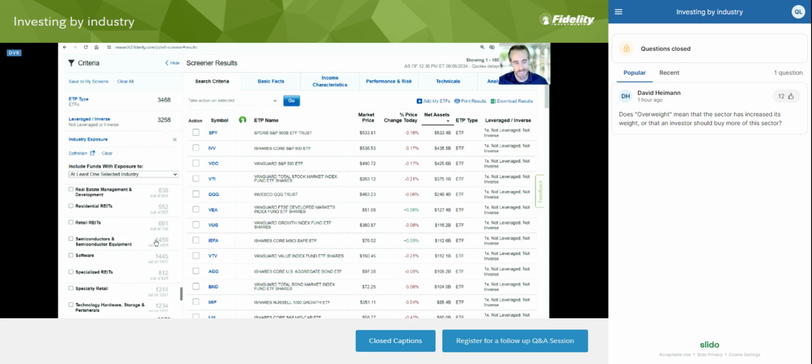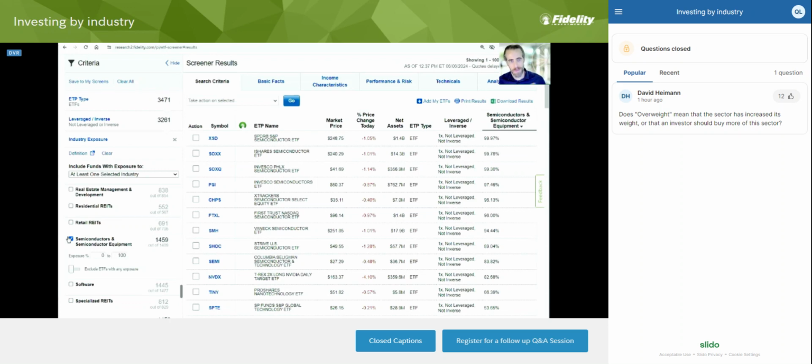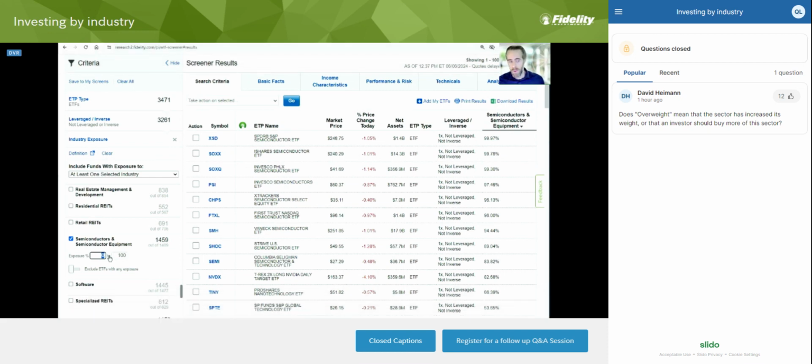1,459. Well, there's more than meets the eye. If we click on this, 1,400 is, of course, far too many ETFs to choose from. Now we have this exposure slider here. We can imagine many ETFs could have a couple of stocks that fall under the semiconductor industry. So we may want to fine tune this to only choose ETFs that have the vast majority of their underlying holdings in stocks in that industry.